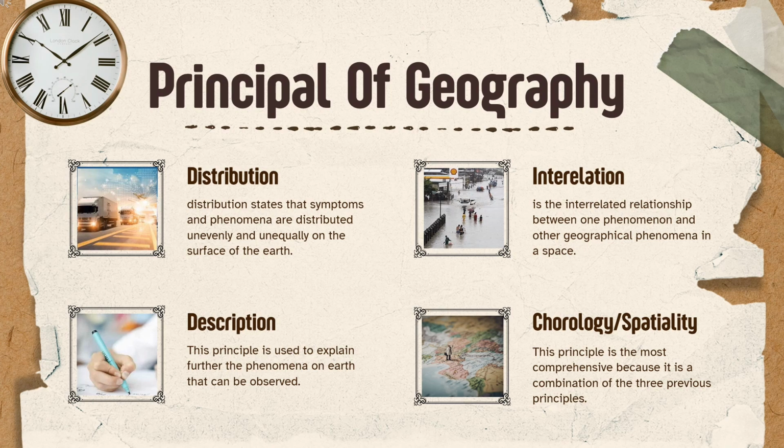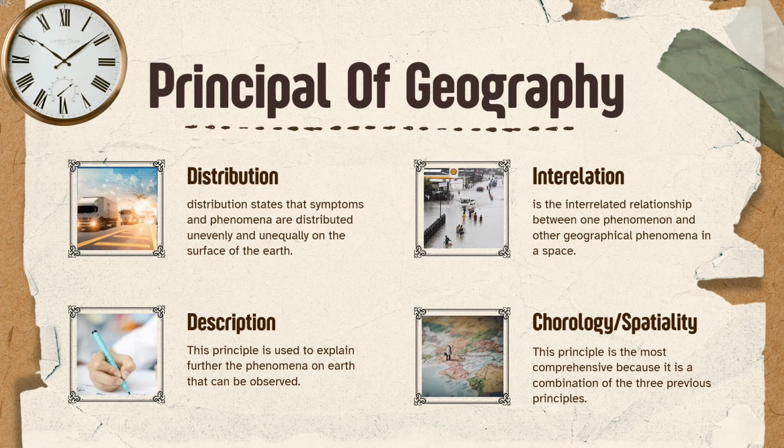Based on the result of the seminar of the Association of Indonesian Geographers in 1988 in Semarang, they agreed on the formulation that geography is a science that studies the similarities and differences of geosphere phenomena from a regional or environmental perspective in a spatial context. There are 4 principles of geography, that is, distribution, interrelation, description, and chorology or spatiality.